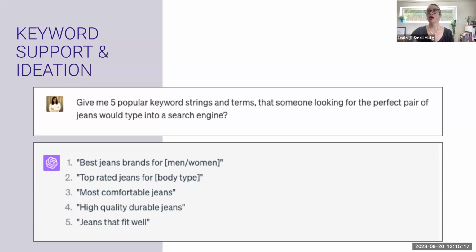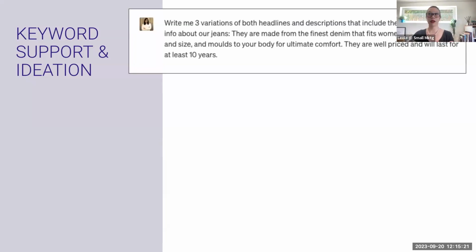So once I've got these terms, I've then gone ahead and said, okay, write me 5 variations of headlines and descriptions that include these keywords. Now, I've also given some context about the jeans. Don't forget, ChatGPT knows nothing about the jeans, right? So I've got there some info about our jeans, and I've just made this up, right? Some info about our jeans. They're made from the finest denim that fits women of every shape and size and molds to your body for ultimate comfort.